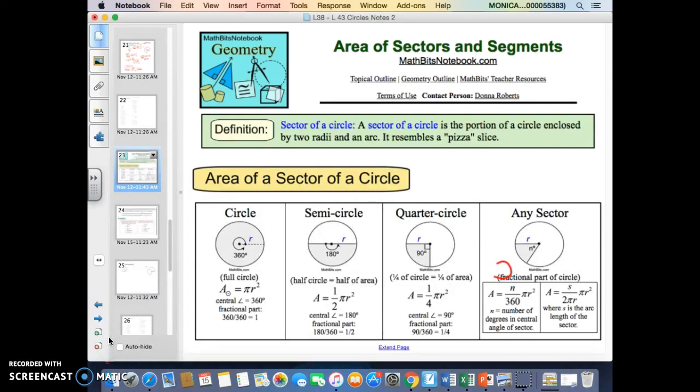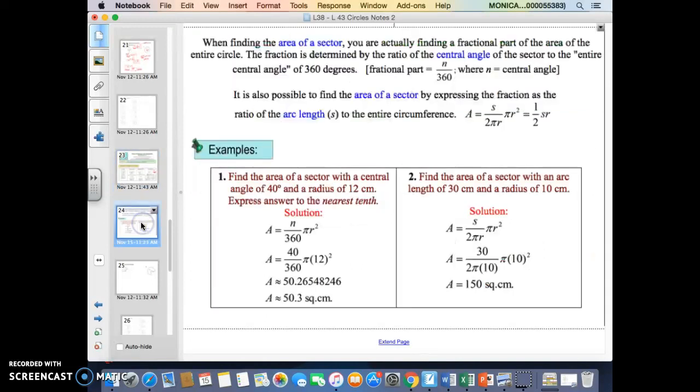All right, so you take whatever your central angle is, divided by 360, so n divided by 360, times that by pi r squared. And that'll give you the area. All right, so let's go ahead and look at some examples here.